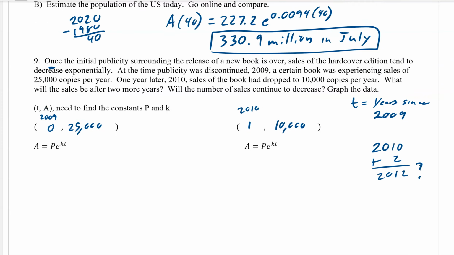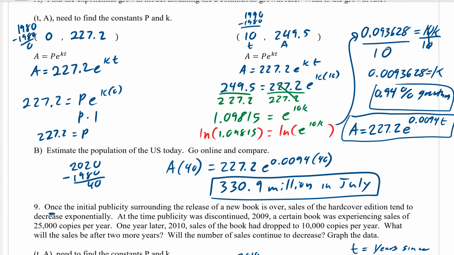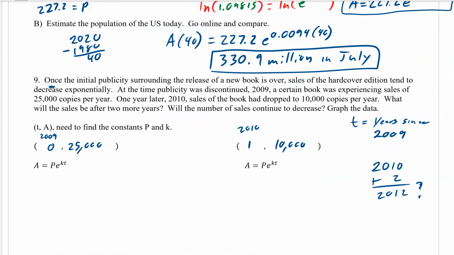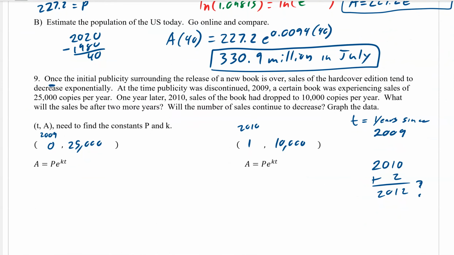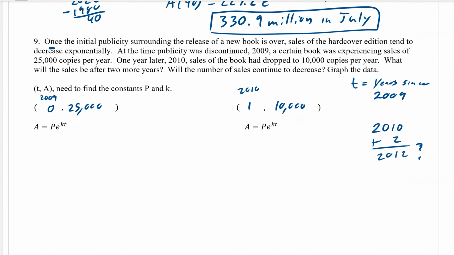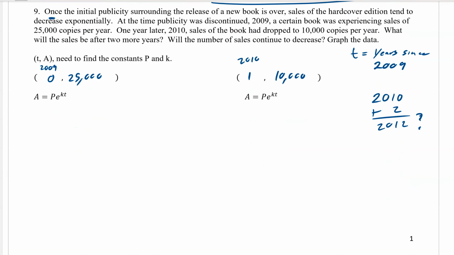It's the same question we just did up here. You're going to use the exact same steps to find the decay rate, create an exponential function, and then plug in the time for 2012, which is 2 years, to see what you get. So hit pause now and give it a try. When you come back, it'll be all solved for you.